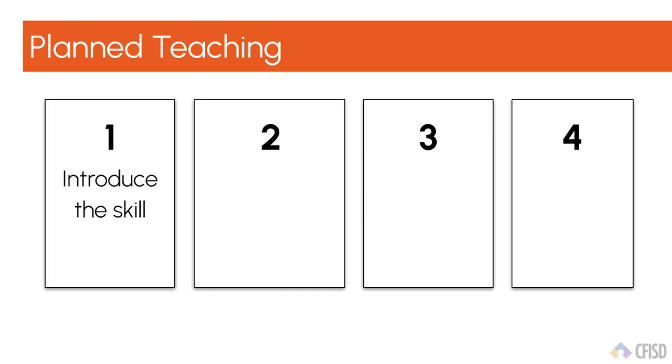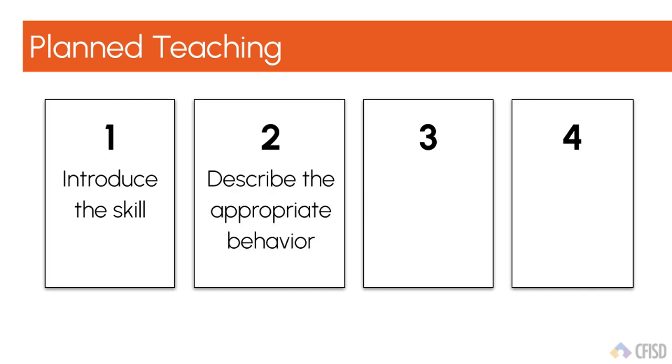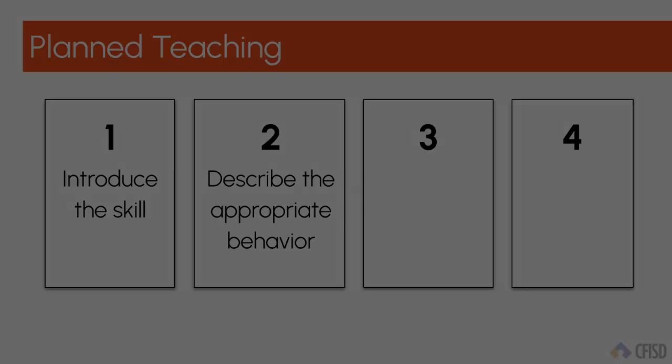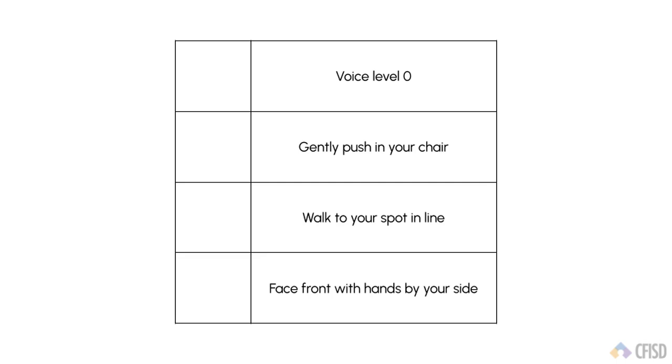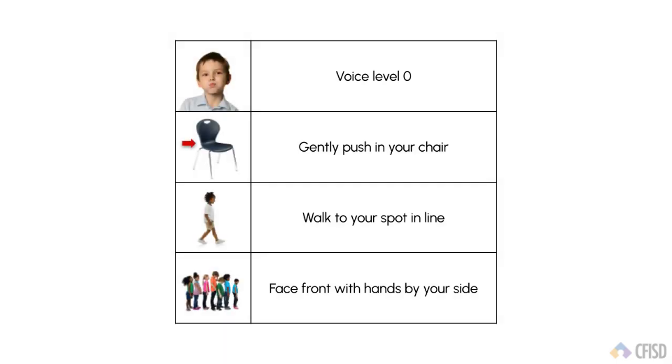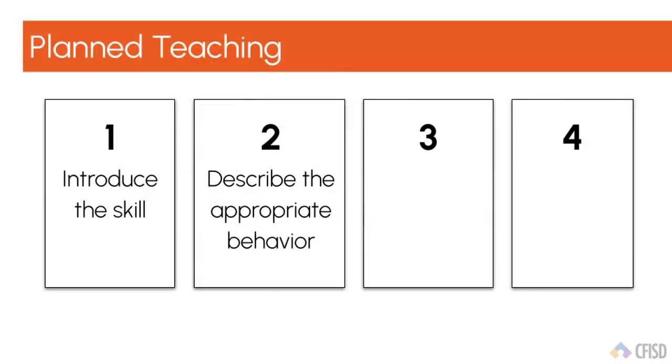Step 2 in planned teaching is to describe the appropriate behavior. In this case, it is lining up as a class and should include observable actions of each step in the procedure, such as, with a level 0 voice, gently push in your chair, walk to your spot in line, and face front with hands to your side. It's recommended to incorporate visuals for each of the steps in the procedure to reference often.